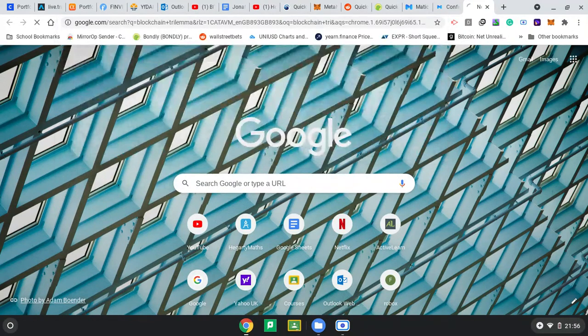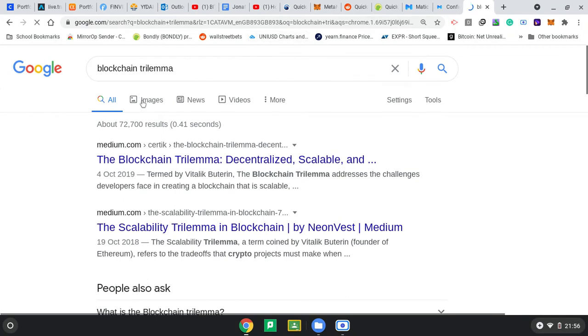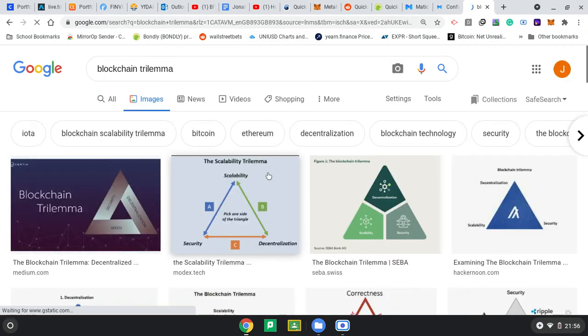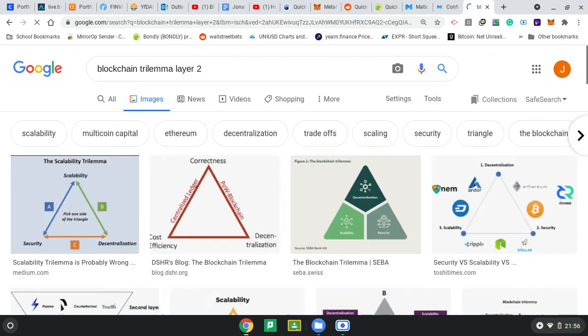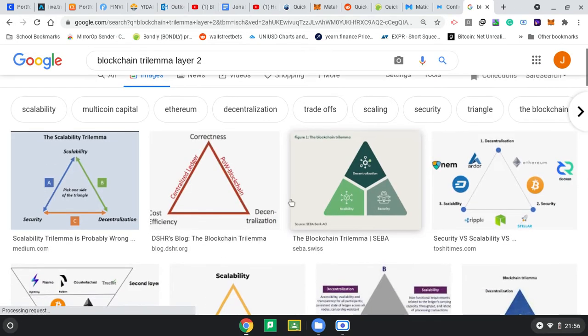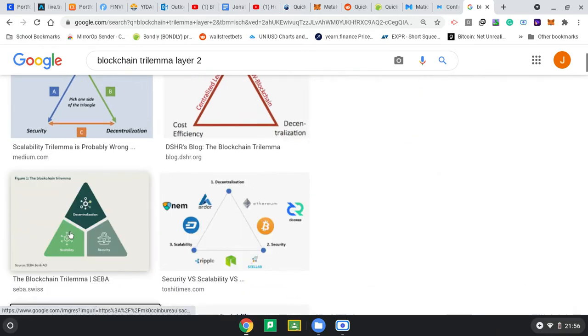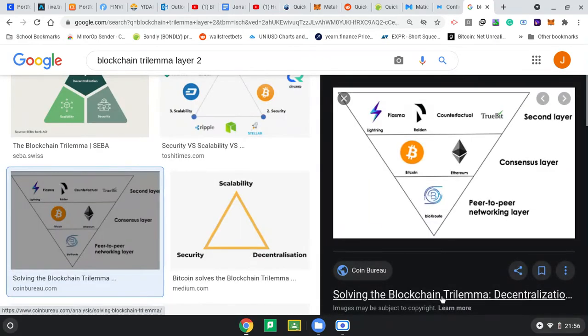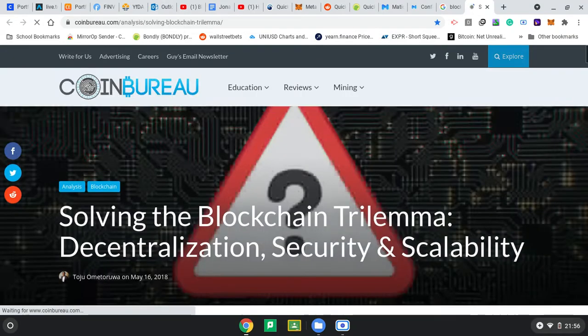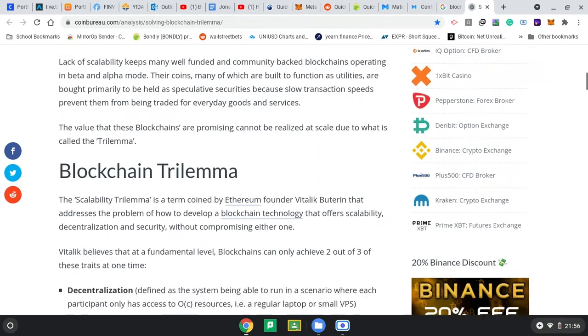Trilemma. So the blockchain trilemma, let's look at the pictures. It needs to be scalable, have security, and be decentralized. I'm going to pick layer two. Most people say tokens cannot do all of these at one go. It can only do two things. So solving the blockchain trilemma is why I realized I didn't have any layer two in my wallets.